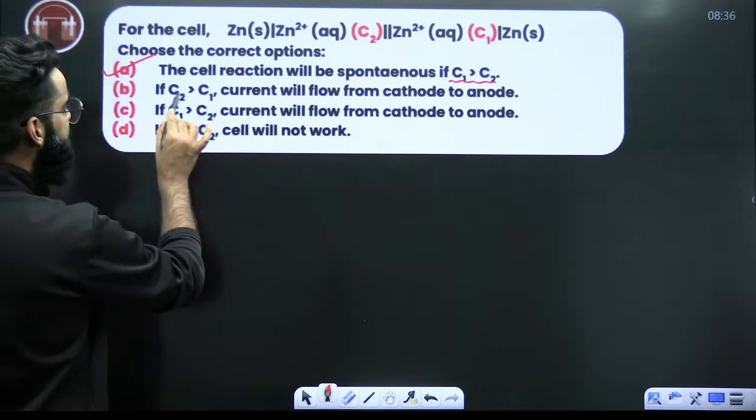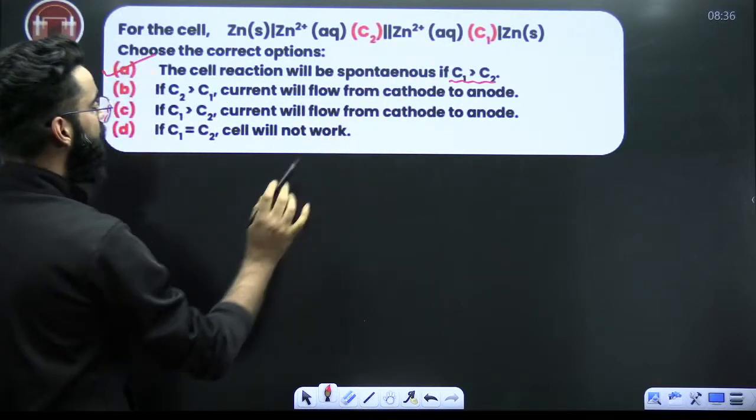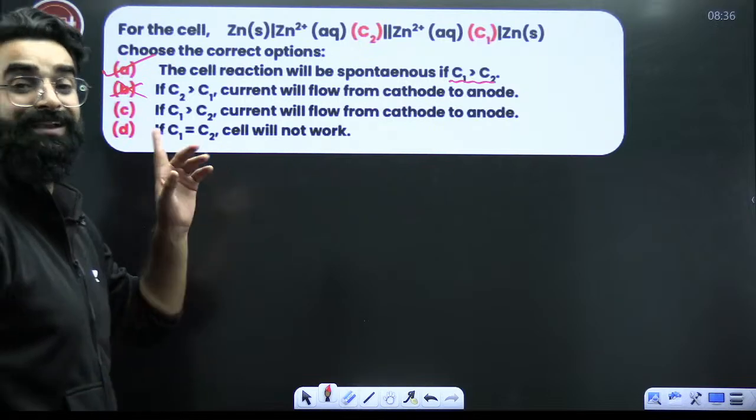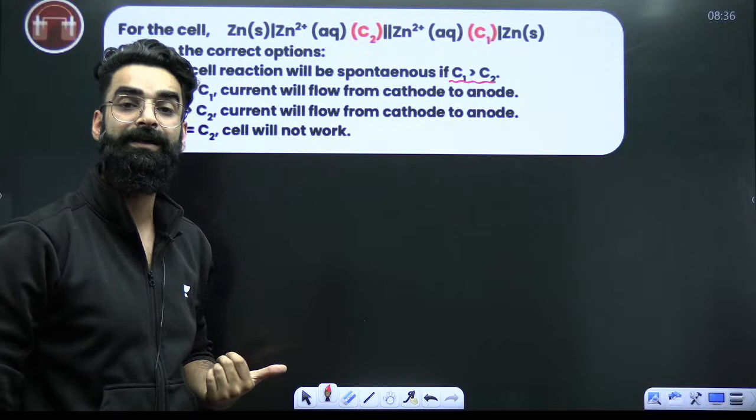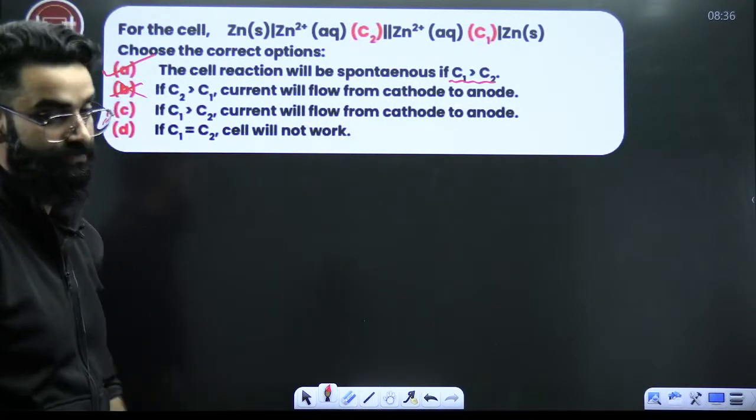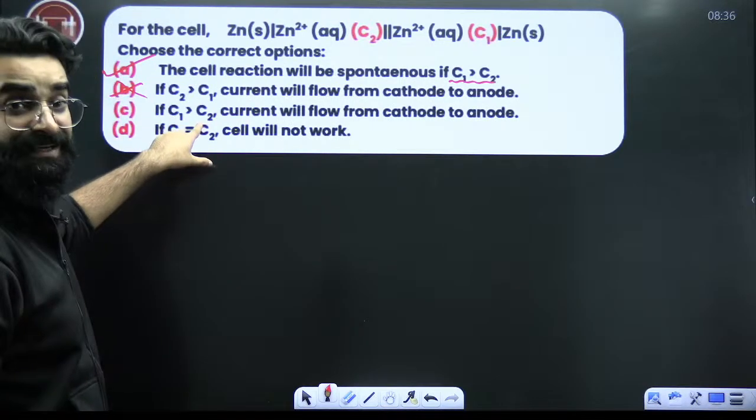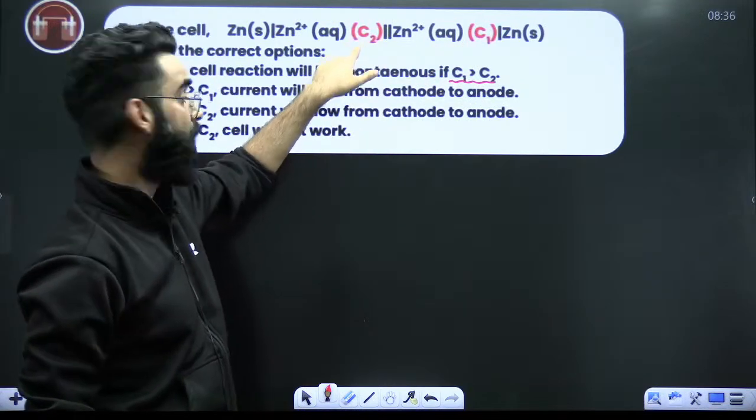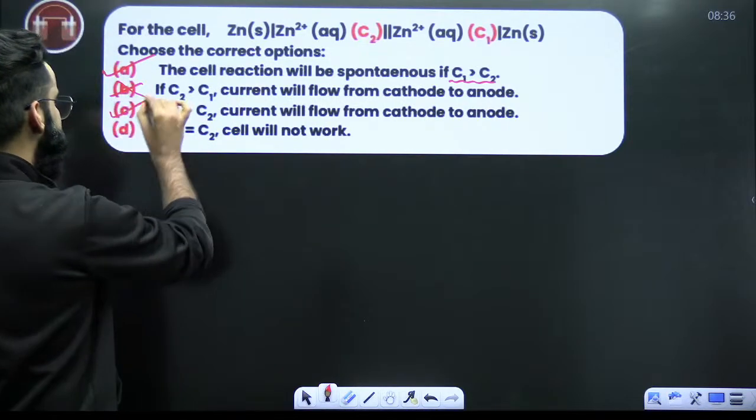Second, if C2 is greater than C1, current will flow from cathode to anode. This is not correct. For the current to flow from cathode to anode, that means for the cell to be working like a normal galvanic cell, concentration of electrolyte in cathode should be greater than that in anode. So this cannot be the answer. Look at the next one. If C1 is greater than C2, cathode concentration greater than anode concentration, current will flow from cathode to anode. Absolutely, it will work like a normal galvanic cell, correct?